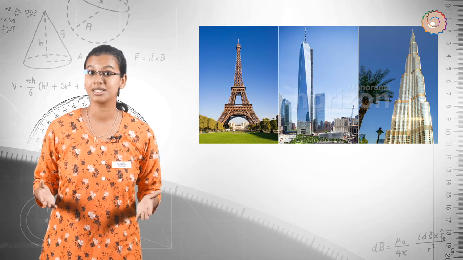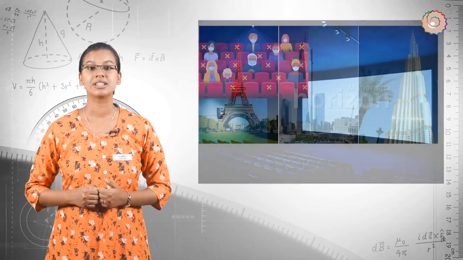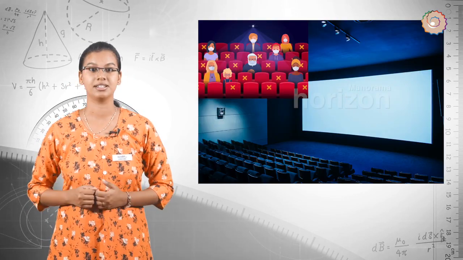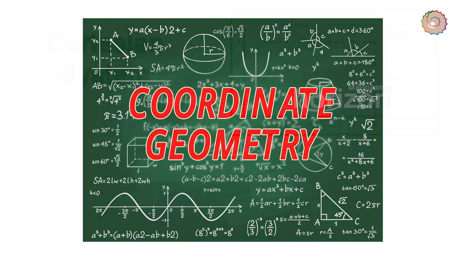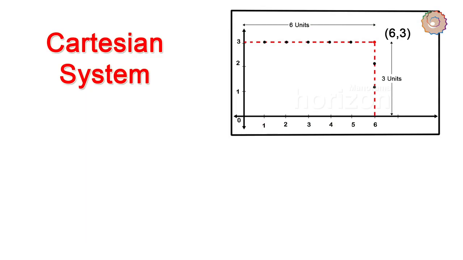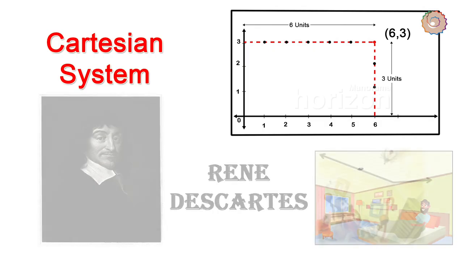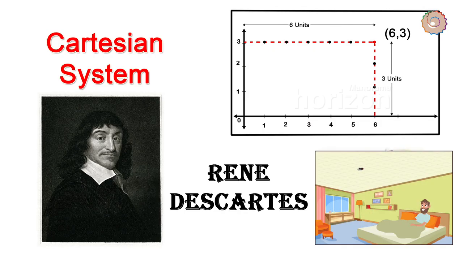From skyscrapers designed by civil engineers to the seating arrangement in a cinema theater, coordinate geometry is used. The Cartesian system is used to locate the position of an object on a plane uniquely. It is named after René Descartes, who brought out this idea, introducing coordinate geometry.